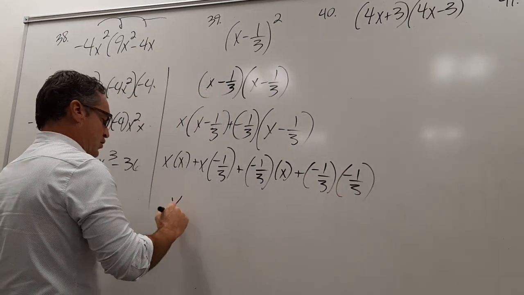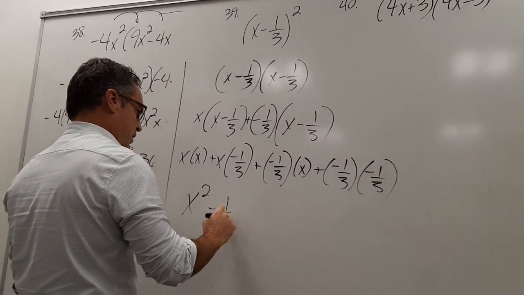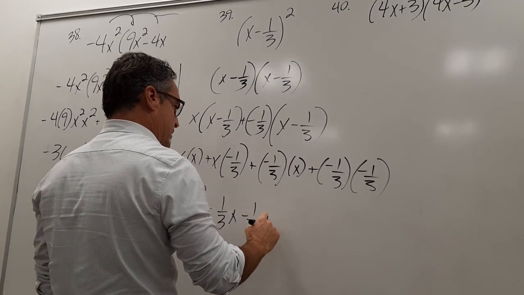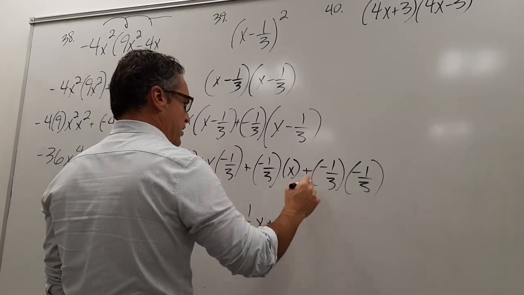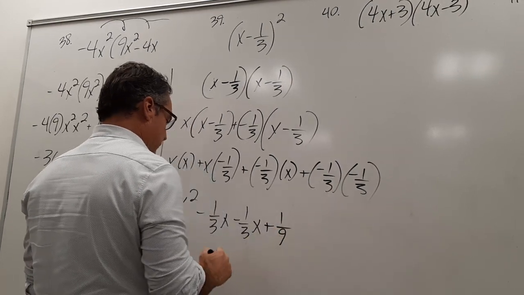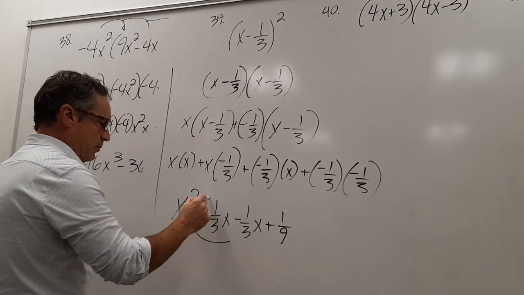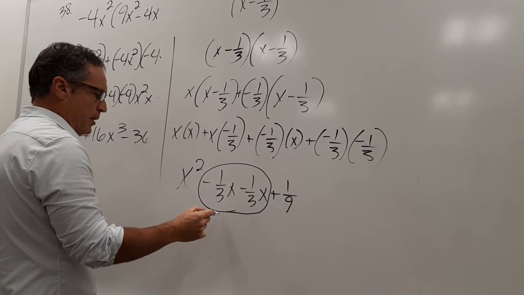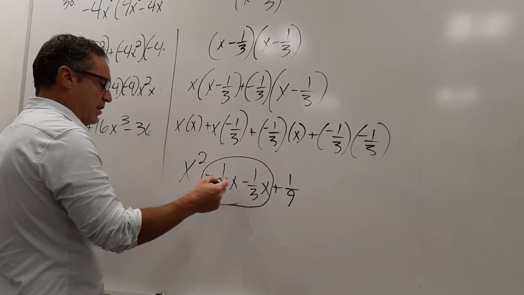We end up with x squared minus 1/3 x minus 1/3 x, and this makes plus, a negative times a negative makes plus 1, and a 3 times 3 makes 1/9. Now look at this. These are like terms. We say the middle terms often combine. It's an x and an x. We have a negative 1/3 and negative 1/3.